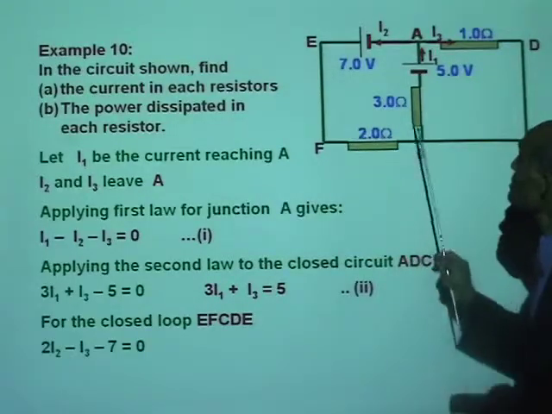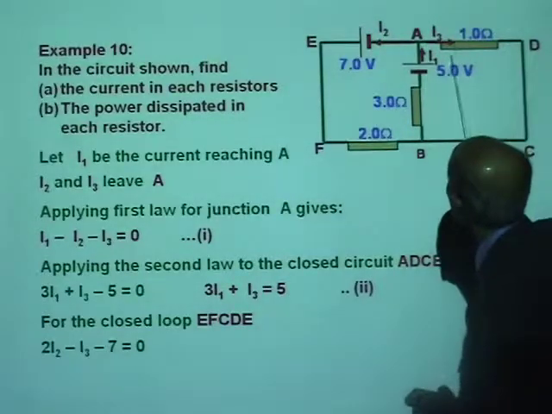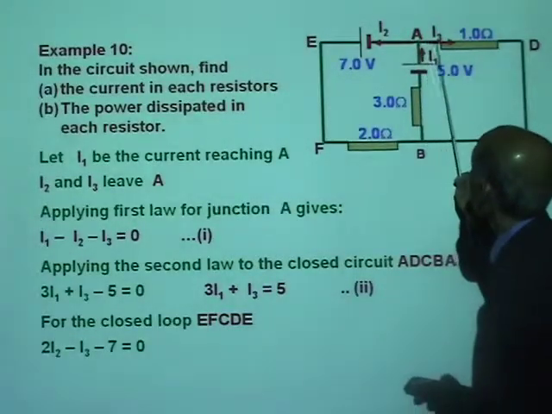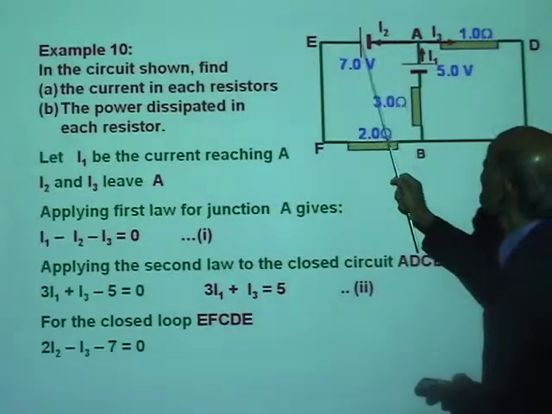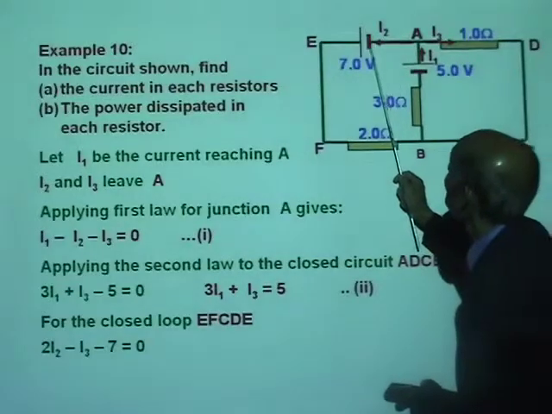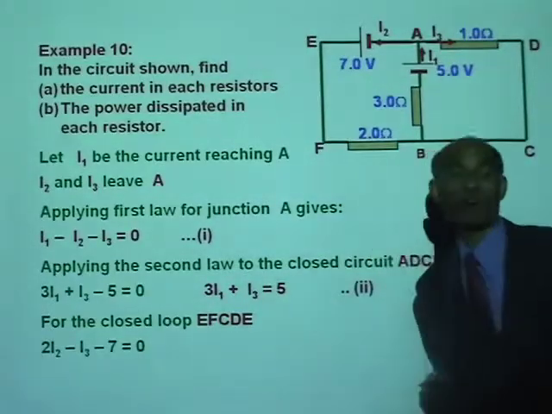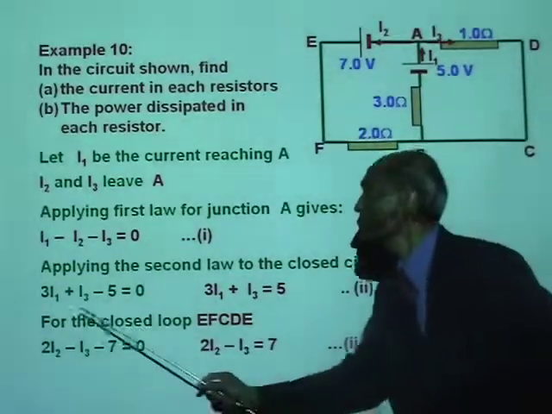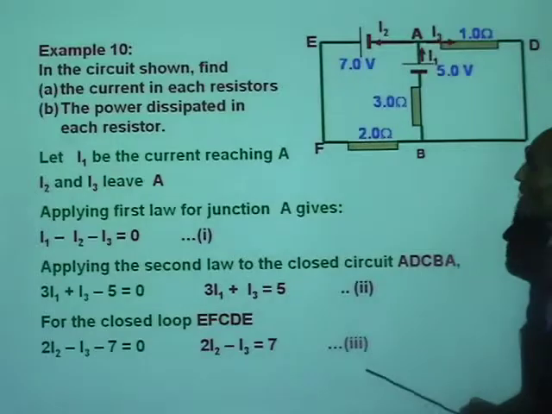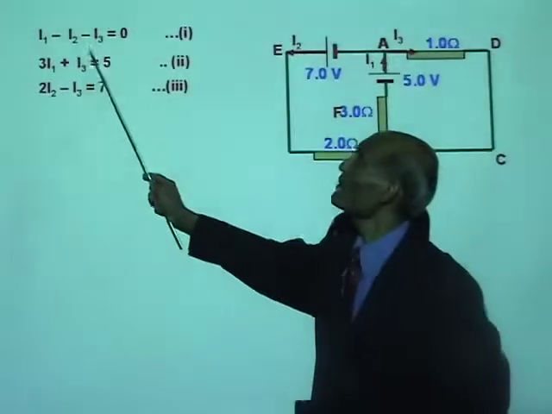Alright? So look at the equation. 2I2, that is positive, minus 1I3. Why minus? Because the loop goes counterclockwise. Current I3 goes in the opposite direction. So that will be 2I2 minus 1I3, and the loop goes from negative to positive in the cell, minus 7 equal to 0. That is our next equation. That gives me 2I2 minus I3 equal to 7. We've got now 3 equations.